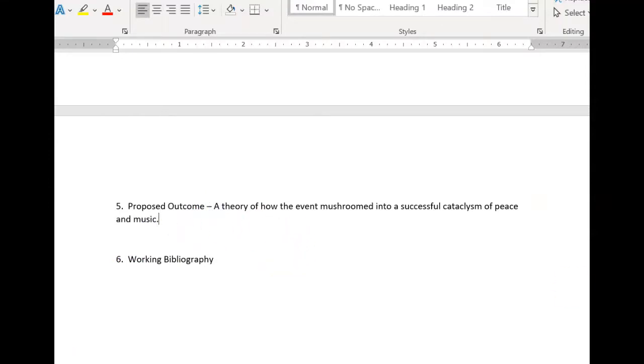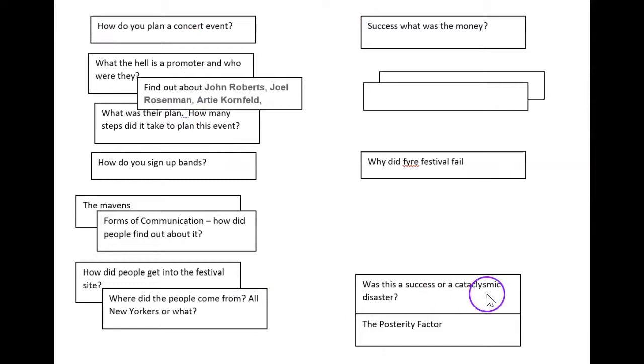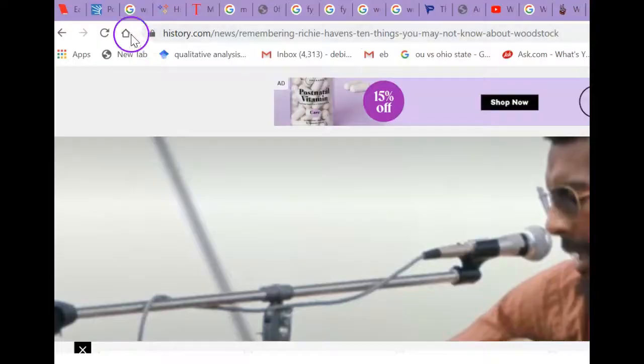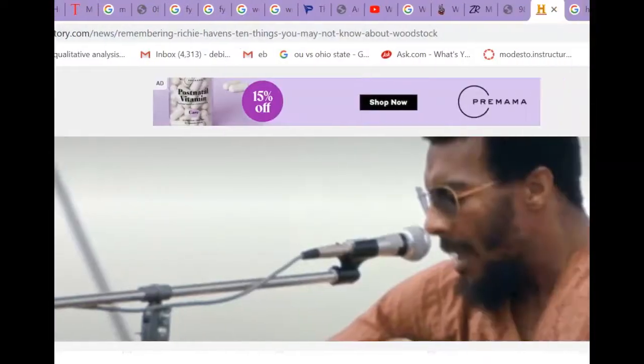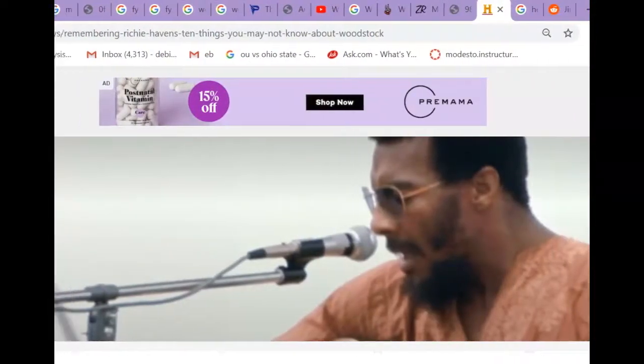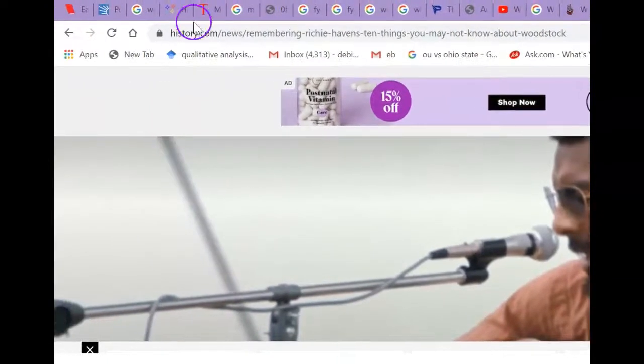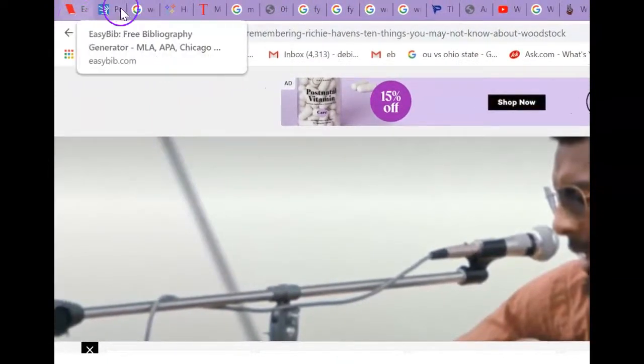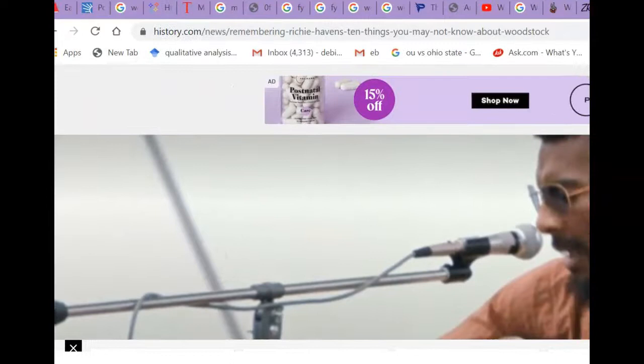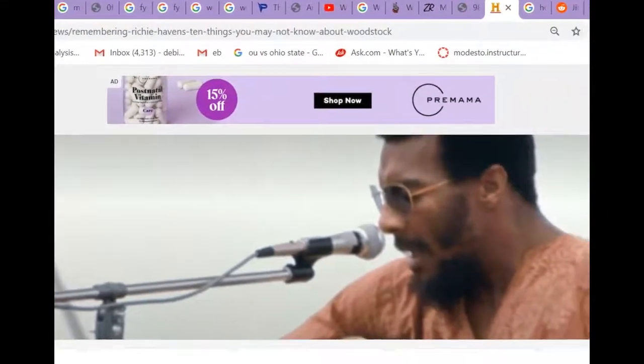Okay, so after I create the boxes with some basic information, now it's time for me to go to the internet to just kind of get an initial feel for things. As you can see, I opened up quite a few different articles, and as soon as I opened them, I've already put them into EasyBib, so that means that my bibliography section is already going to be completed.